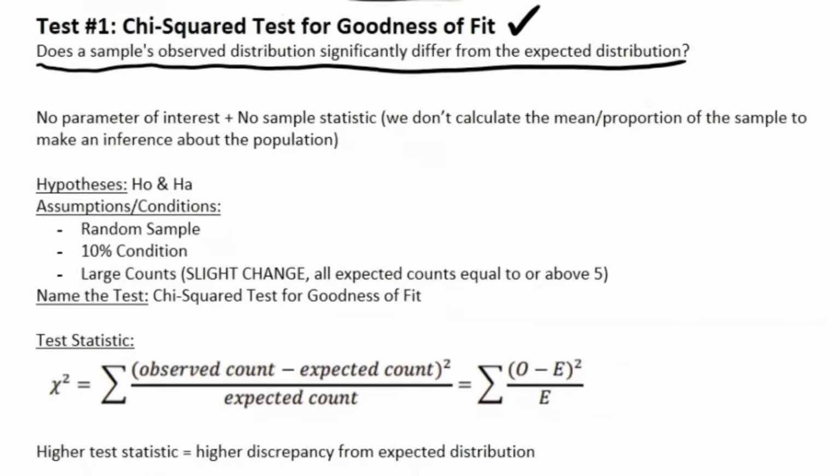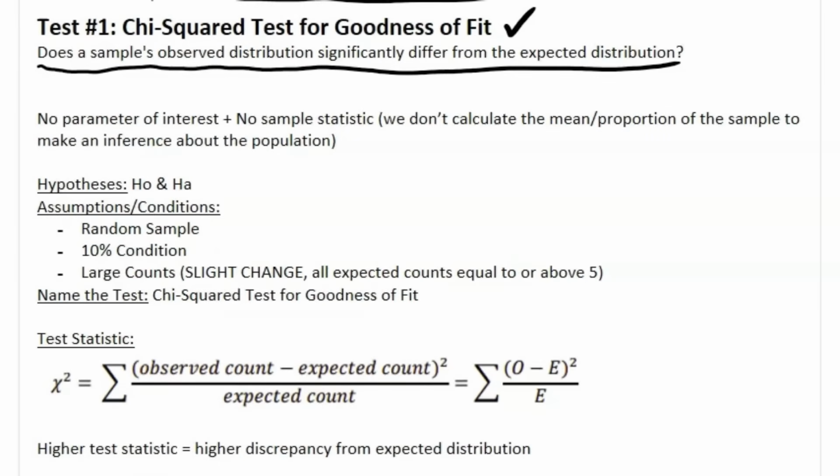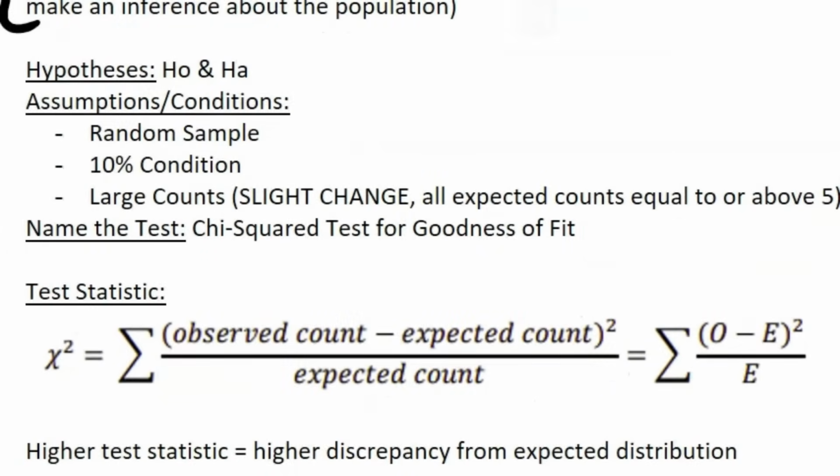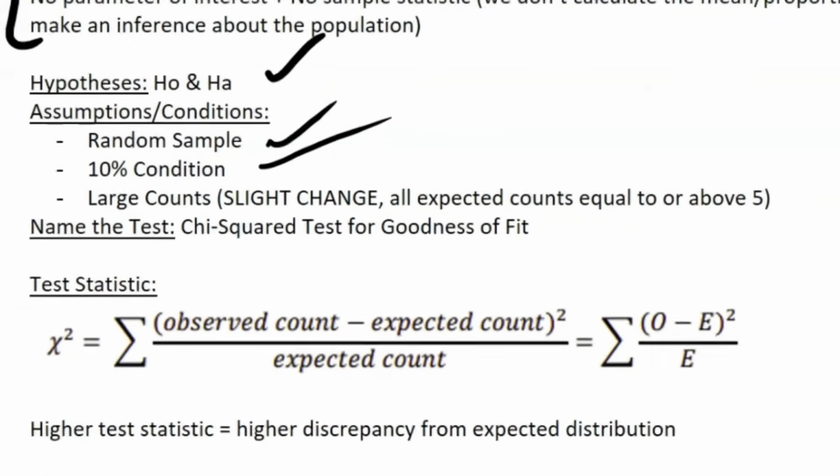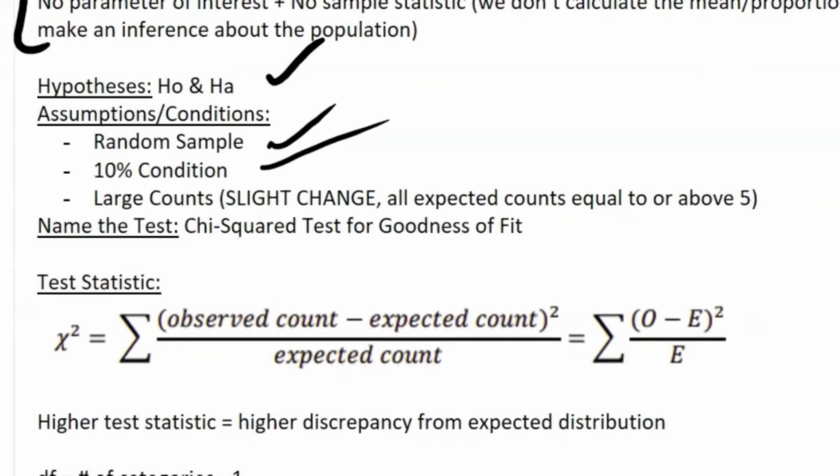Now, something that actually differs between chi-squared tests and the significance test for, say, proportions or means is you actually don't have a parameter of interest, and you also do not have a sample statistic, okay? Instead, we're going to jump straight into the hypotheses, your null and your alternative hypothesis, then your assumptions and conditions, so a random sample, the 10% condition, your large counts, except now, instead of it being above 10, it has to be equal to or above 5.